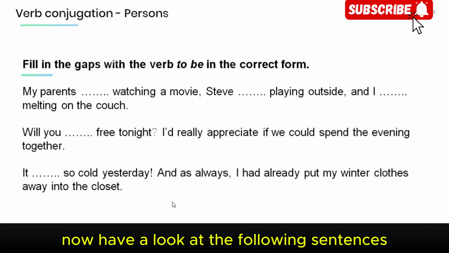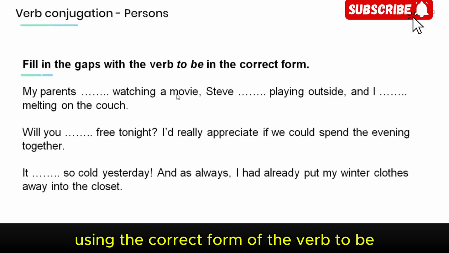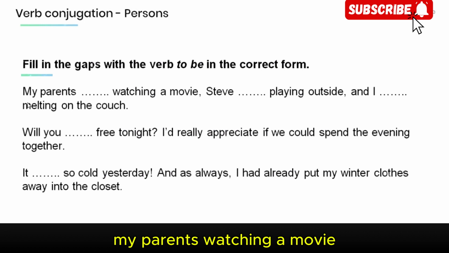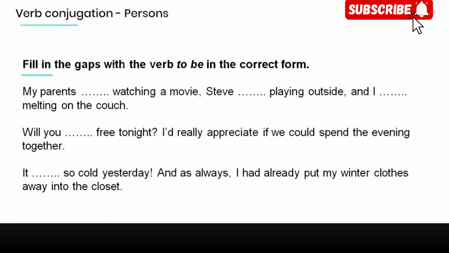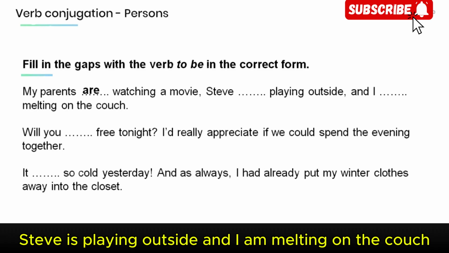Now have a look at the following sentences and fill in the gaps using the correct form of the verb to be. My parents watching a movie, Steve playing outside, and I melting on the couch. My parents are watching a movie, Steve is playing outside, and I am melting on the couch.